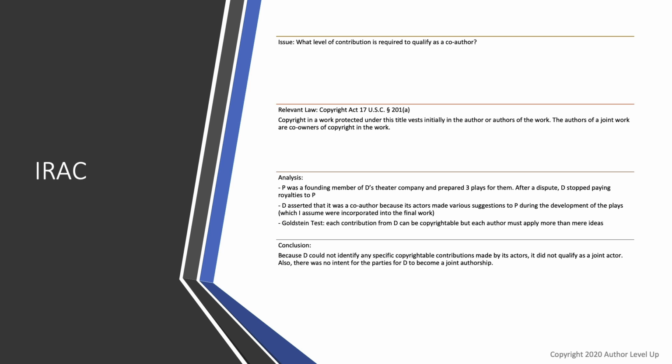into the final work. And so the court looked at what is called the Goldstein test, and it says essentially that each contribution from the defendant can be copyrightable, but each author must apply more than mere ideas. And so the big idea, the big conclusion that we derive from that case after looking at all of this was that because the defendant could not identify any specific copyrightable contributions made by its actors, it did not qualify as a joint actor, and so therefore the Playhouse could not claim copyright ownership in the work.